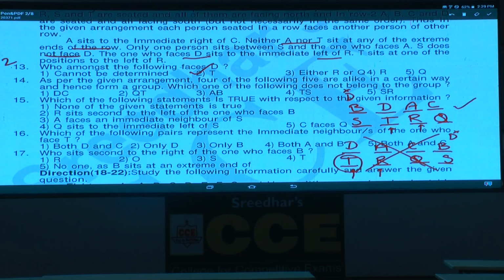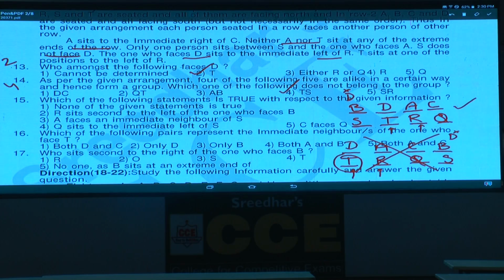Then 14th one. As per the given arrangement, 4 of the following 5 are alike in a set, and one is the odd man out. Between D and C there is one person, Q and T there is one person, A and B there is one person, T and S adjacent to each other, S and R there is one person. Then what is your answer here? Choice 4, except in choice 4. In the remaining pairs, there is exactly one person between these two. But in choice 4, both the persons are adjacent to each other. Hence 14, choice 4.